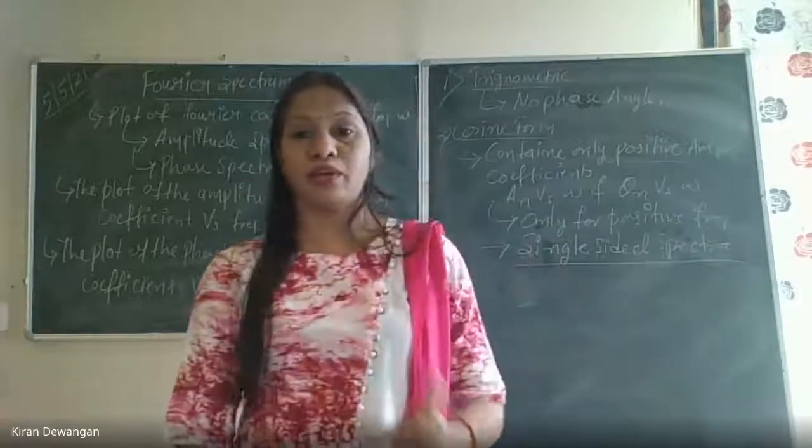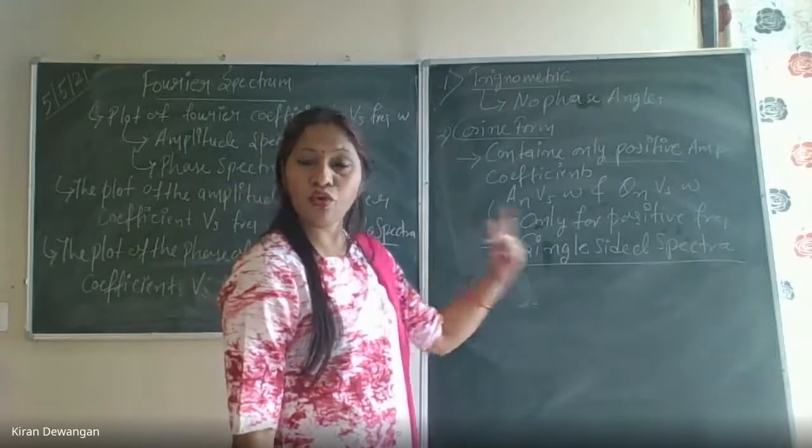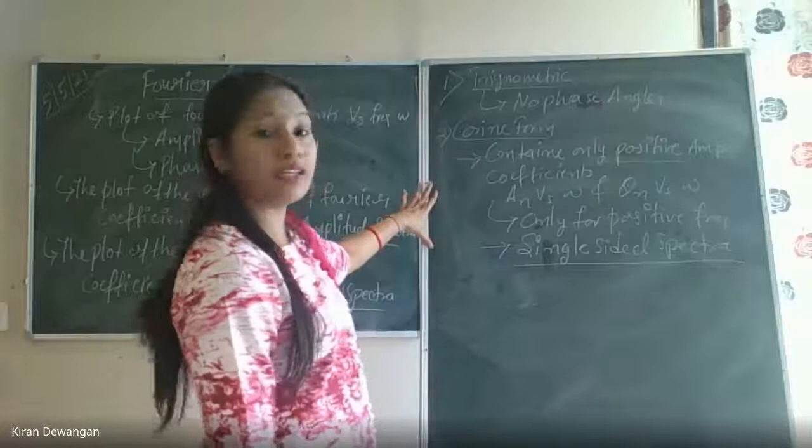That means we will be getting the spectrum on only one side. We won't be getting any spectrum on the negative side. So that is for the cosine form.